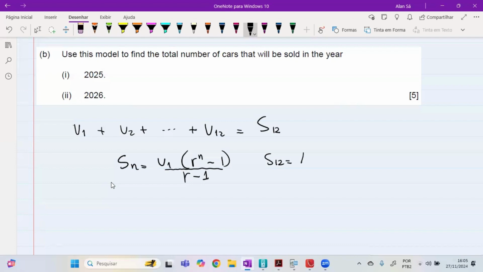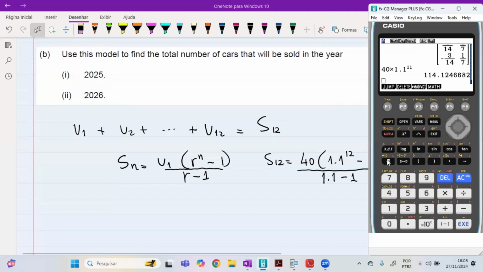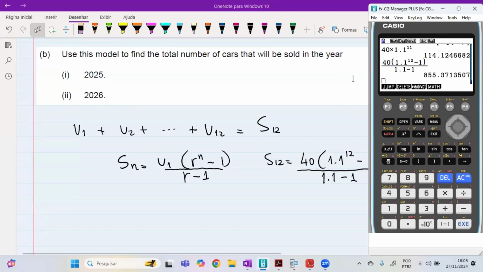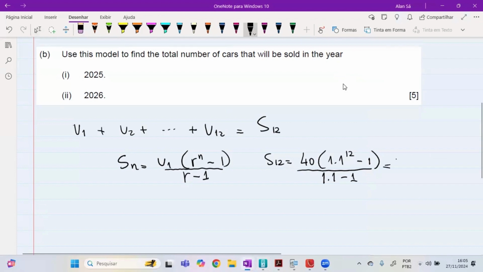S12 is the first term 40, then the common ratio 1.1 to the power of 12 minus 1, over 1.1 minus 1. Then we can get the calculator to compute this expression: 40, 1.1 to the power of 12 minus 1, over 1.1 minus 1, which is 0.1. So the total number of cars is 855.37, which rounds to 855.